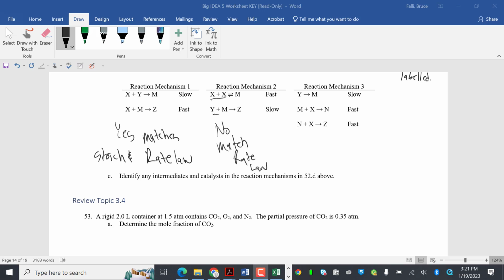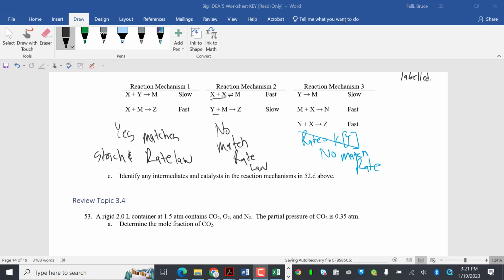This is my slow step. If this was my slow step, then my rate law would be rate equals ky, and that does not match. So no, doesn't match rate law. And then identifying intermediates or catalysts in the mechanisms above. So we can move these so I can highlight them.